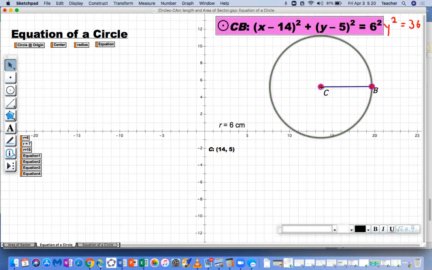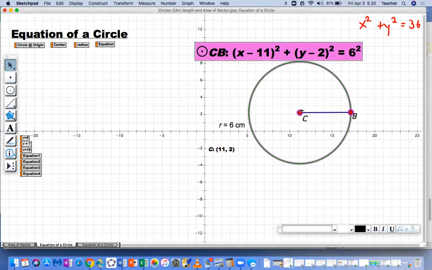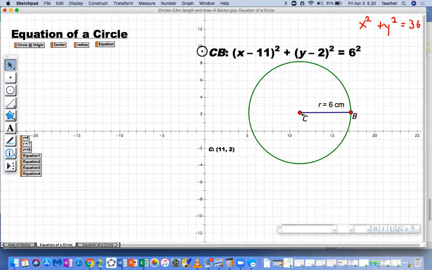Well, let's take an example here. Let's say we take this coordinate right here. This circle still has radius 6, so that's still 6 squared. But now this center point is 11, 2. Now, pay attention to this because this is where people mess up. 11, 2 is the center. Positive 11, positive 2 is the center point of that circle. Then your equation is x minus 11 and y minus 2.